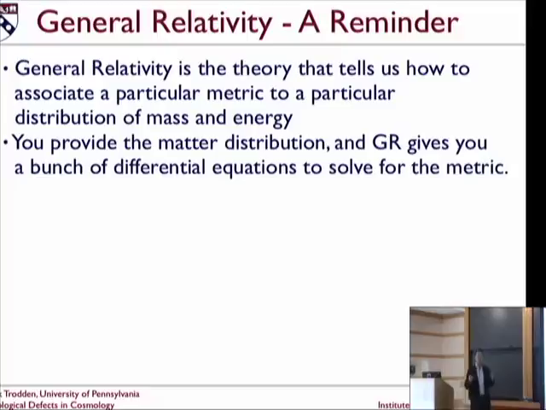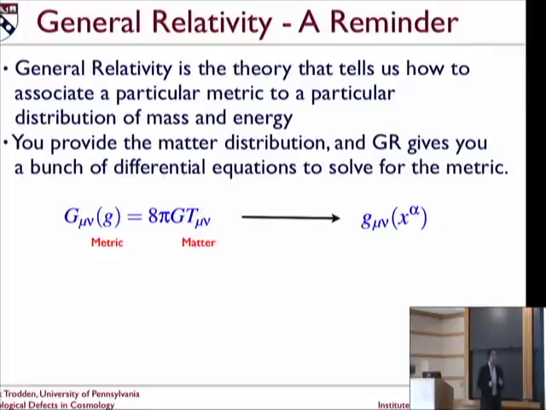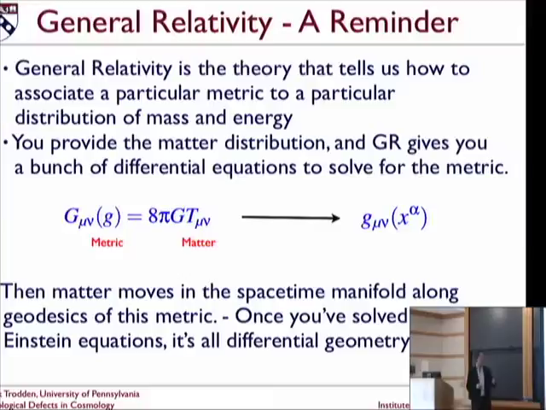So I throw down some matter distribution, general relativity gives me a bunch of differential equations that I then solve, and it spits out the metric. And in general relativity, that's the point. This is the thing that tells you that the matter now moves in the space-time manifold along geodesics of this metric. So once you solve the Einstein equations, it's all just differential geometry. So that's where your expertise takes over from mine, that's for sure.